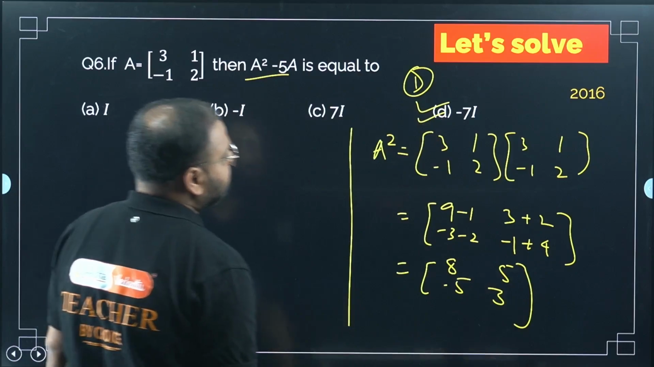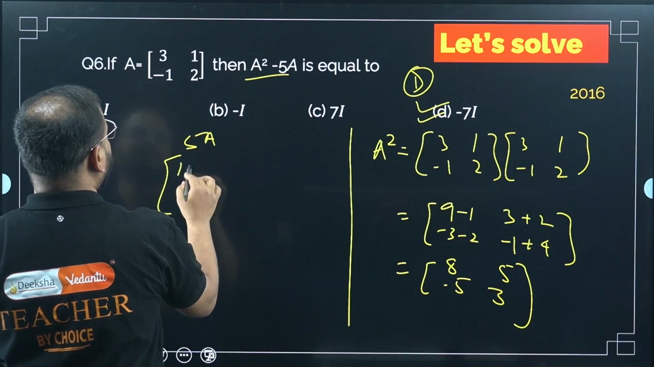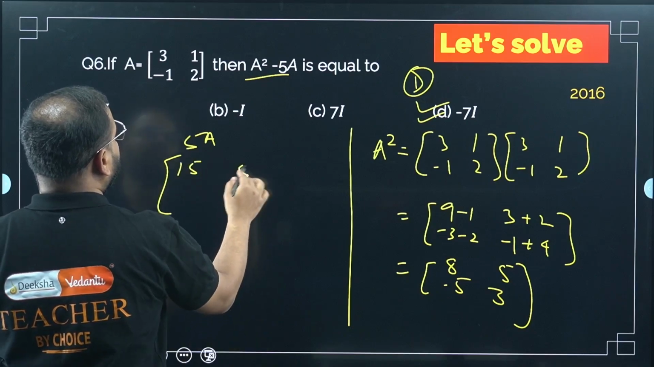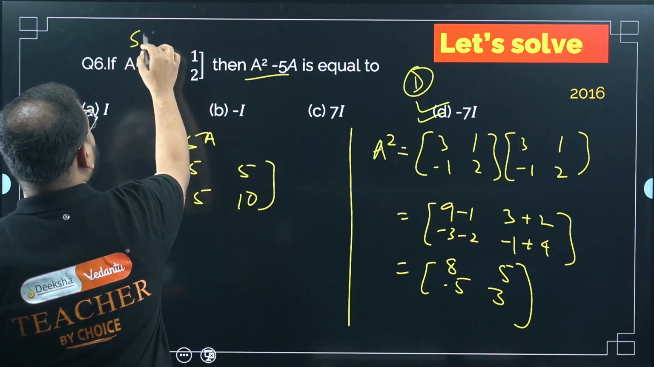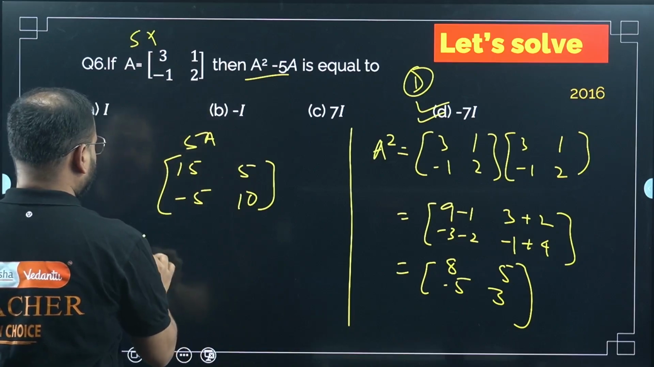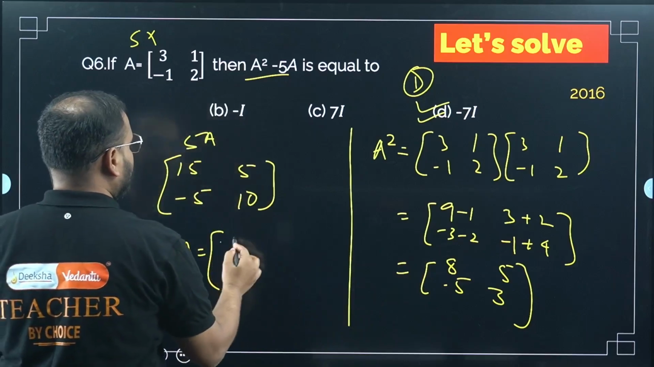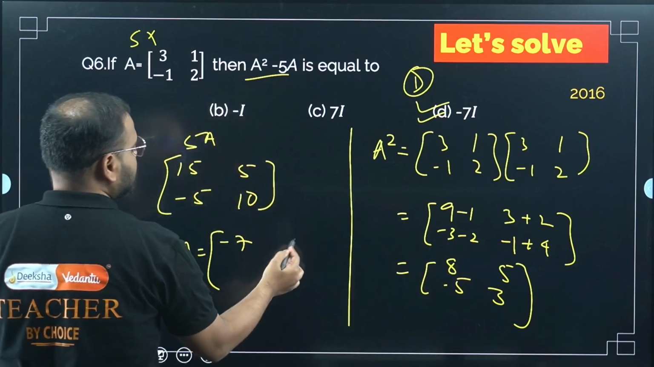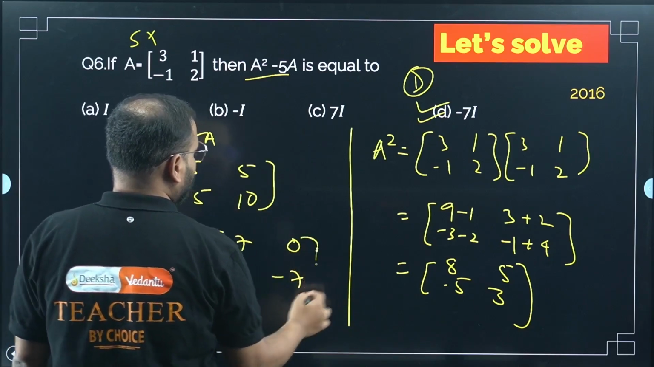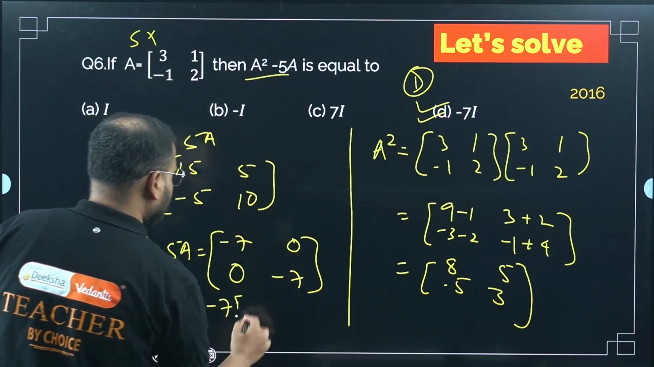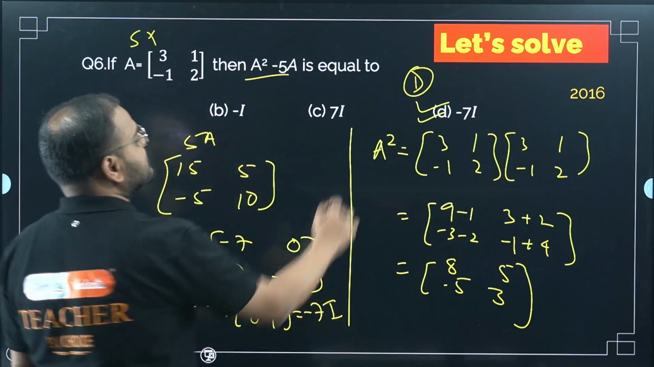Now we have to find A square minus 5A. What is my 5A? 5A will be simply 15, 5, minus 5 and 10, since we are multiplying 5 with this. Now subtract. 8 minus 15 is minus 7. 5 minus 5 is 0. Minus 5 minus 5 is again 0. And 3 minus 10 is again minus 7. Take minus 7 common, and this is nothing but 1, 0, 0, 1. That is minus 7 identity. The answer is minus 7I.